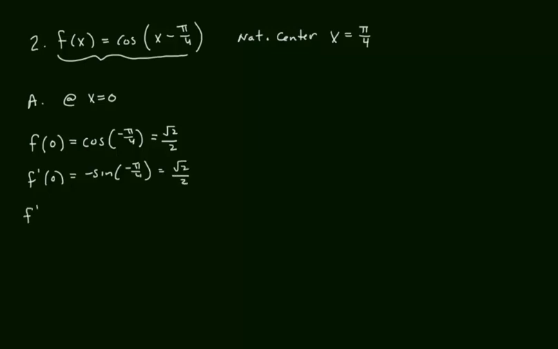And finally, because it wants a second order, f second prime of 0 is the negative cosine of negative pi over 4, which comes out to be negative square root of 2 over 2. So our function here, f of x, is approximately p2 of x. I don't need to indicate when I write that it's centered at 0, because when I write the terms out, it will express it as such.